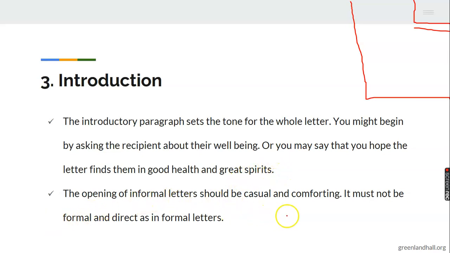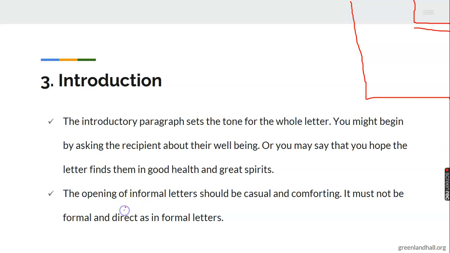And the opening of an informal letter should be casual and comforting. It must not be formal and direct as in a formal letter. So your introduction is the starting of your letter. It has to be casual and comforting.